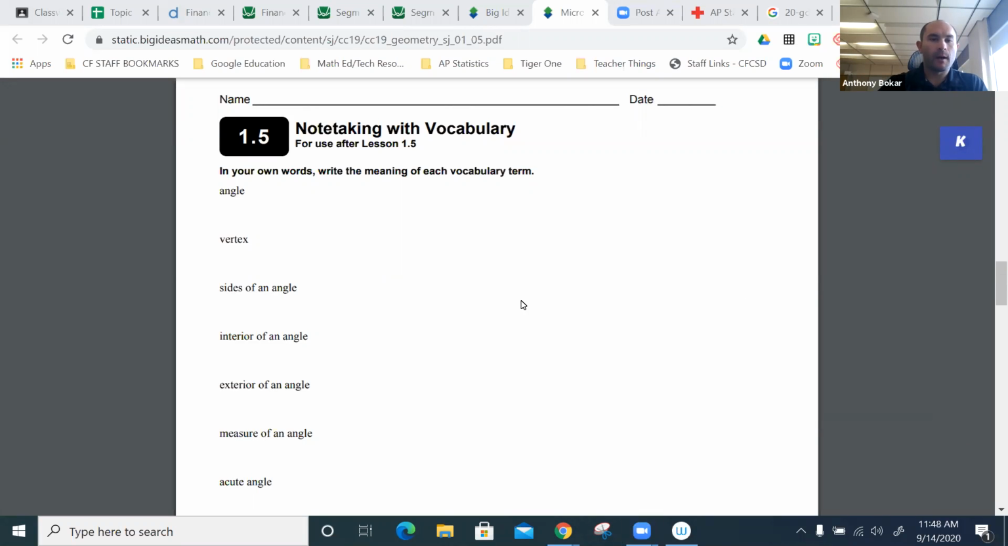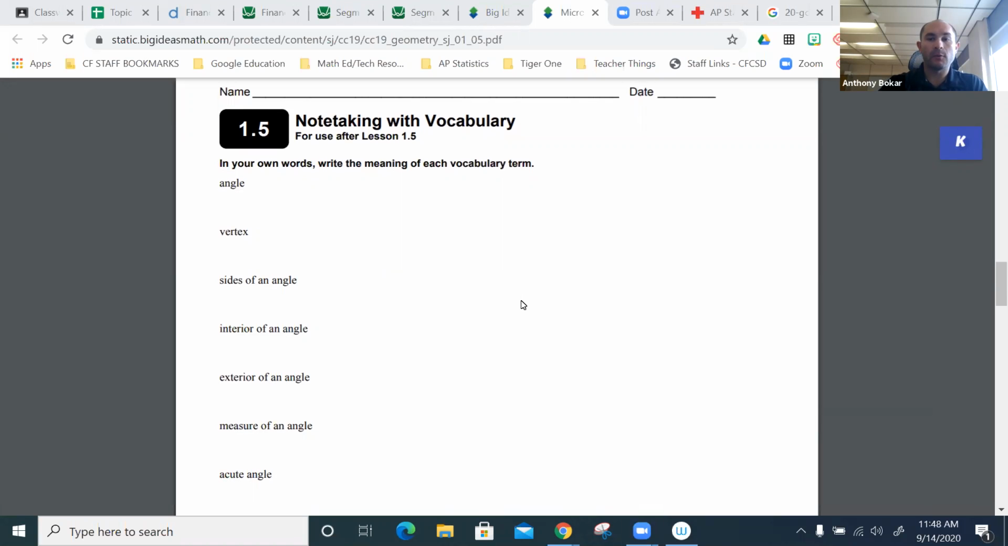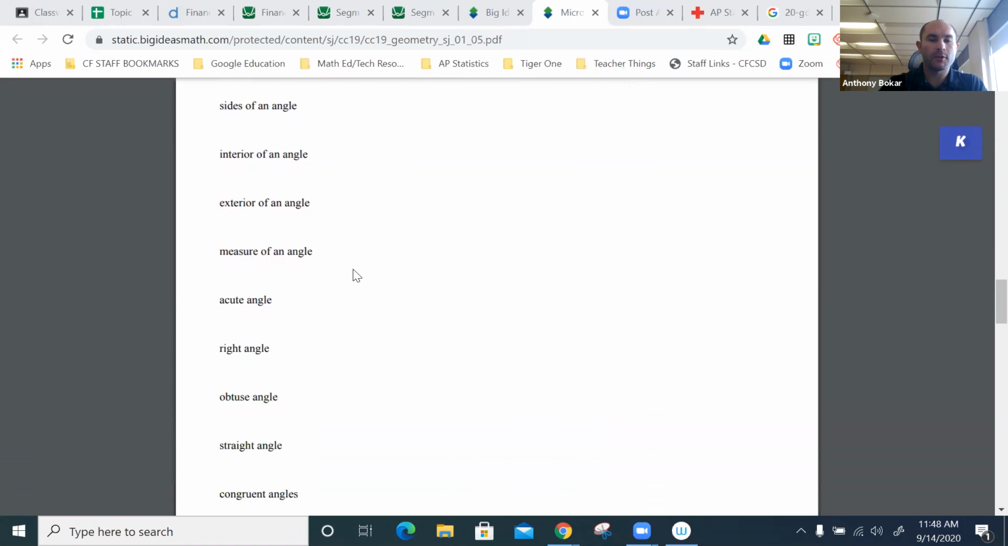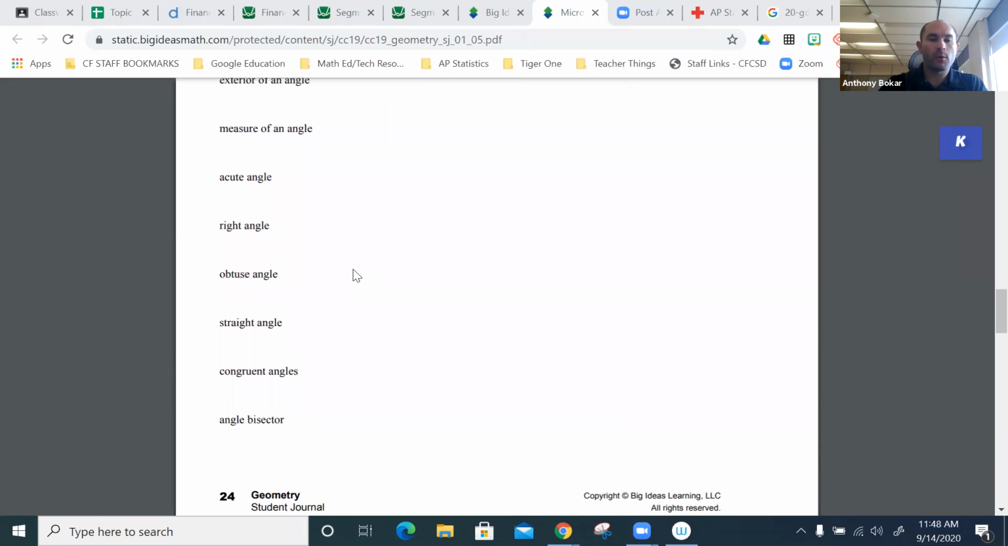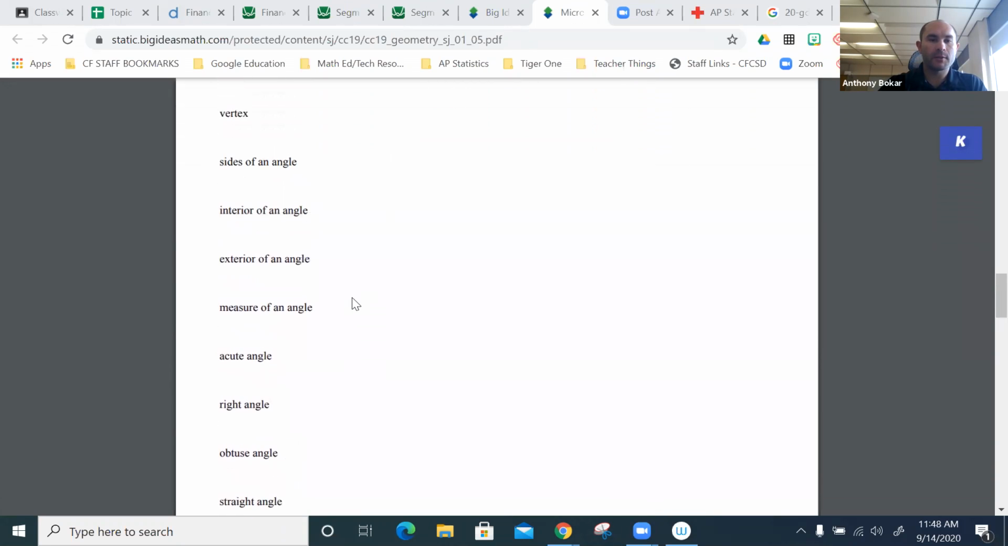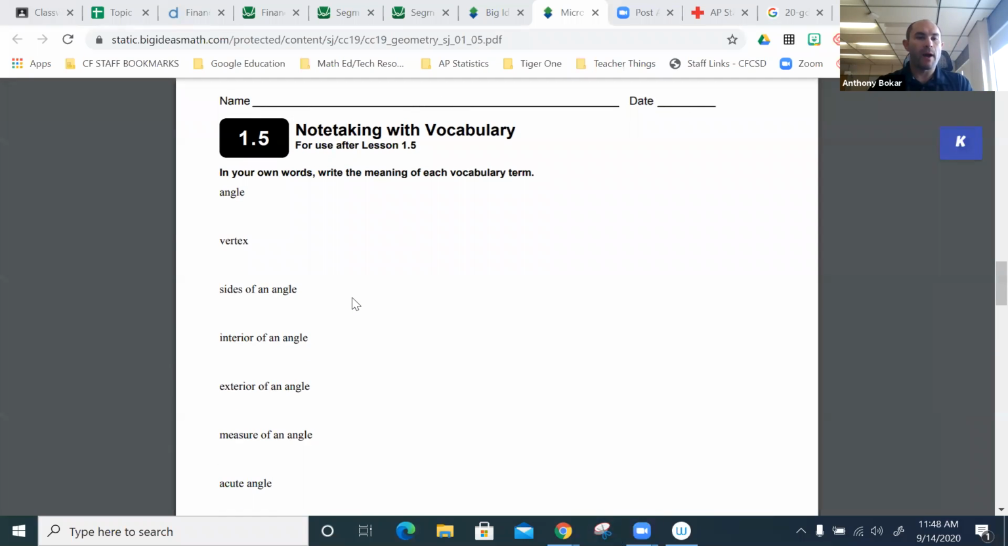We're going to look at 1.5, which is about angles. And so we have a little bit of vocab to start with, but we're going to do that in context of some examples. So we're going to be on page 24 of your student journal, just for a brief discussion, then move over to page 25, okay?